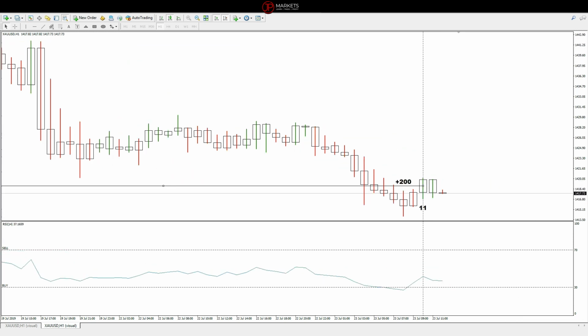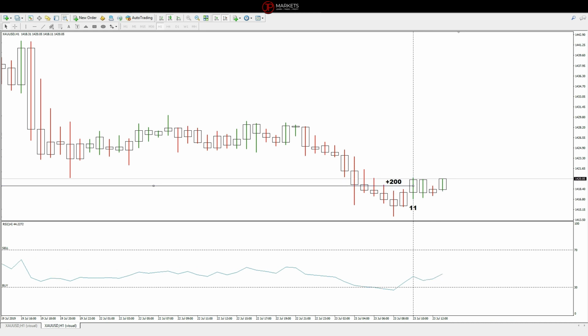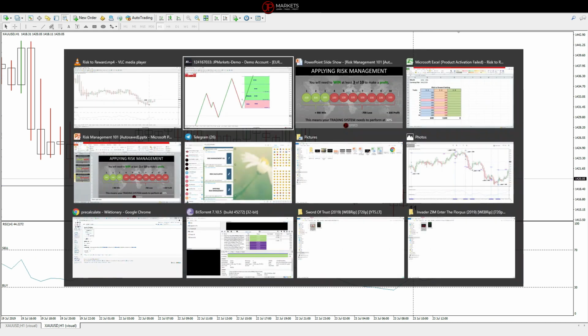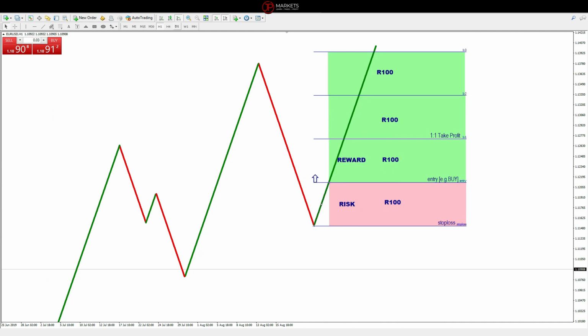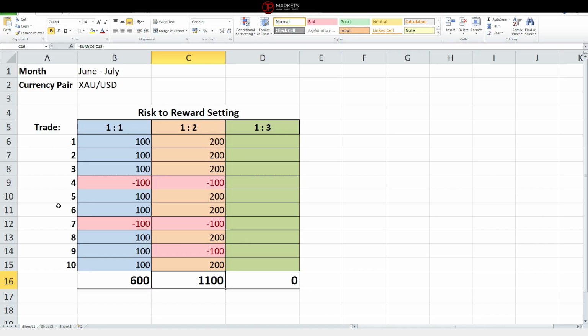Alright, so we want to see how the numbers would have affected us in terms of the income that we take home. So let's have a look at it. So you have it here, the 1:3 column. The first trade we made $300. Second trade another $300. The third trade we didn't quite make it to the 300 mark, but we made it close enough to the 200 mark, so we took 200.